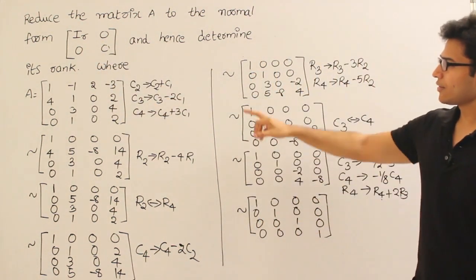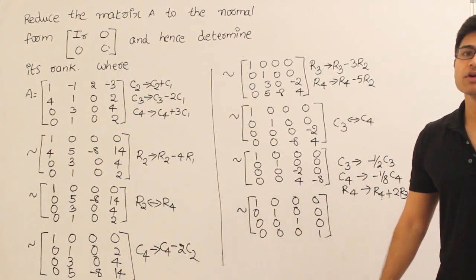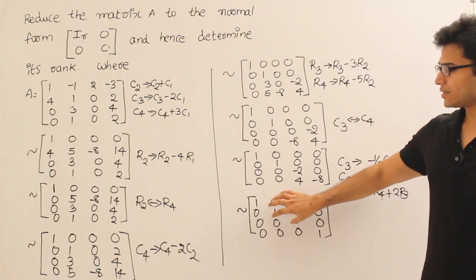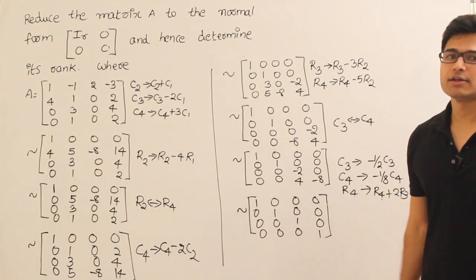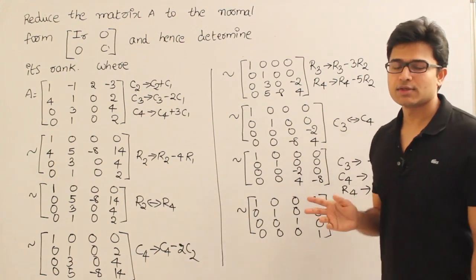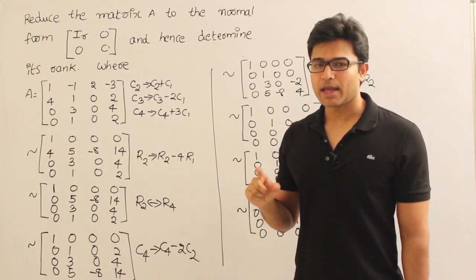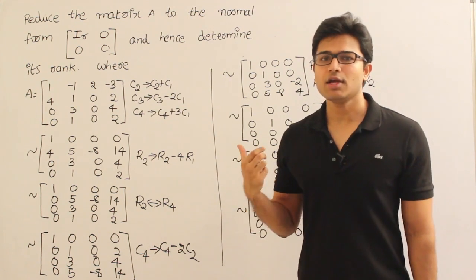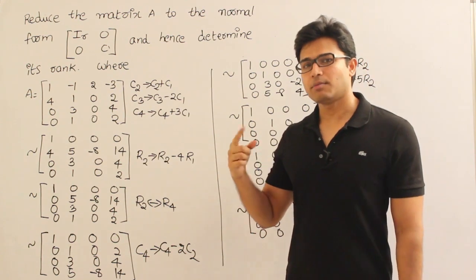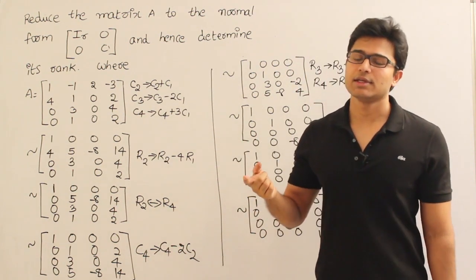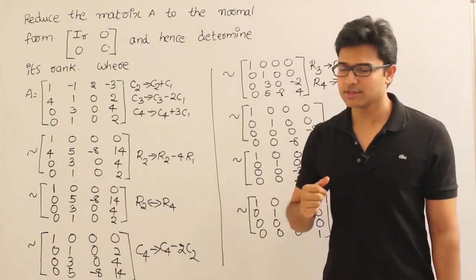So this matrix is equivalent to I4, and we know that the rank of I4 is 4. Therefore we can say that this matrix and this one, they both are equivalent. What equivalence is: if two matrices have the same size and same rank, they are called equivalent matrices. And after applying elementary transformations, whatever matrix you get is said to be equivalent to the earlier matrix.